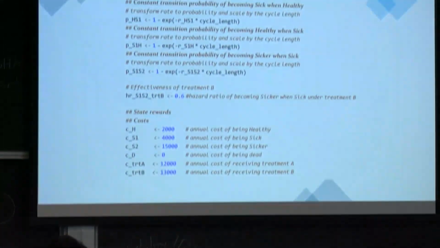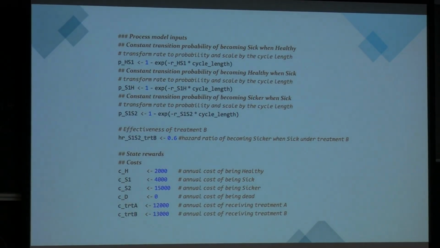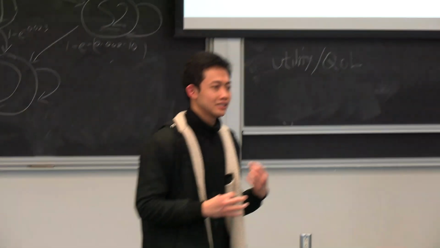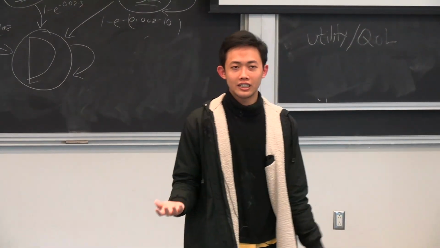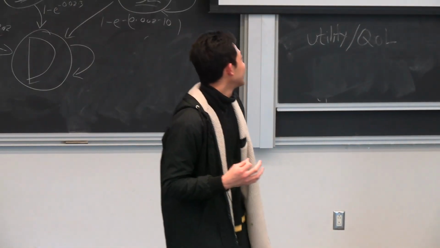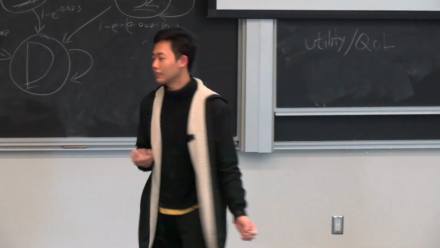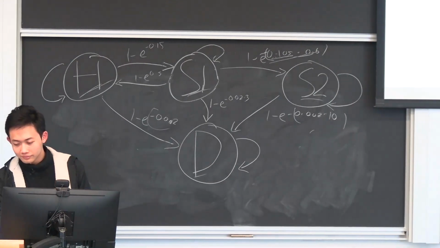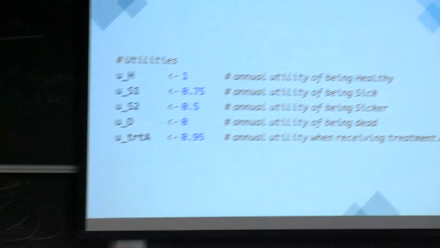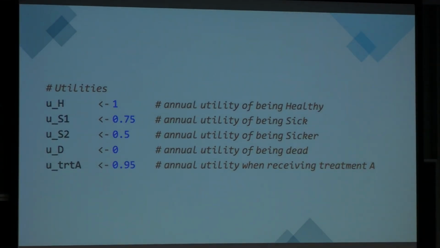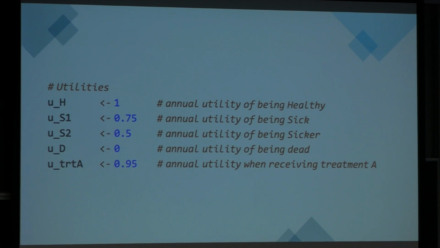So that's why we do not assume that if you are healthy, you do not pay any bills for your health care, because there is health care besides just paying for your drugs. You can pay for things besides drugs if you are healthy. And utilities, which is quality of life. Maybe I will emphasize it again. If you are receiving treatment A, then you improve your quality of life from 0.75 to 0.95.